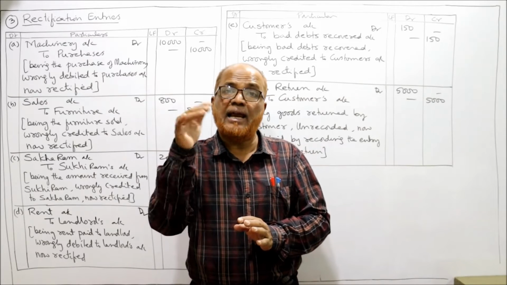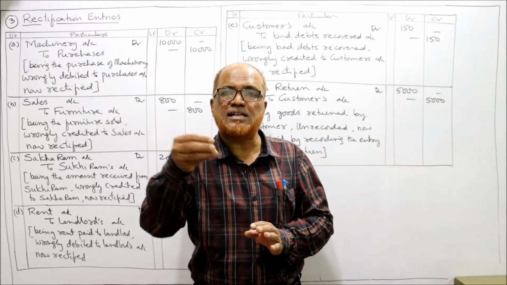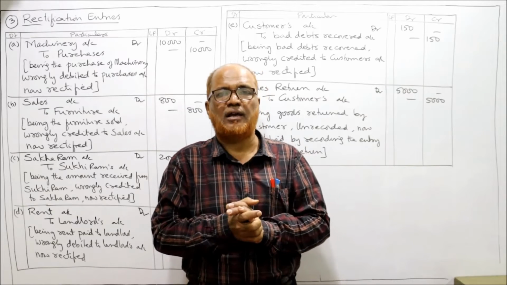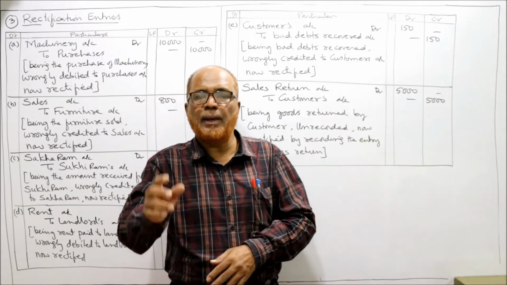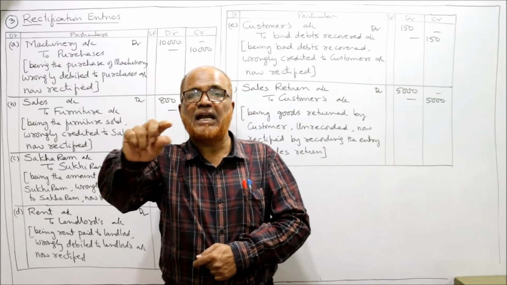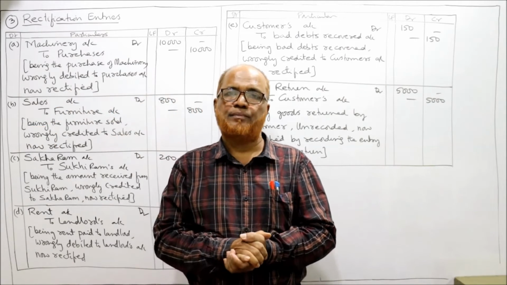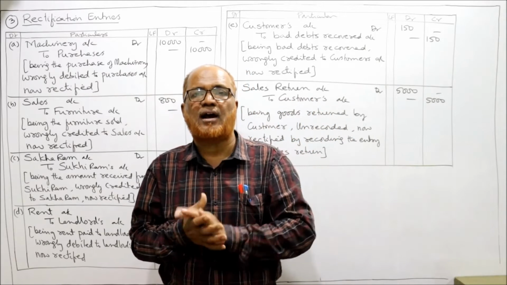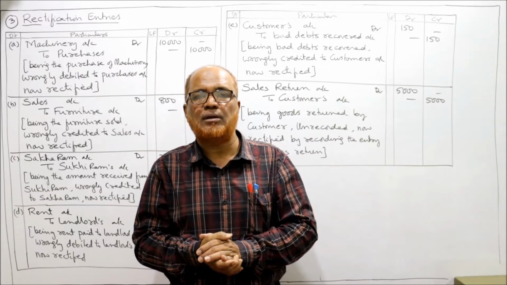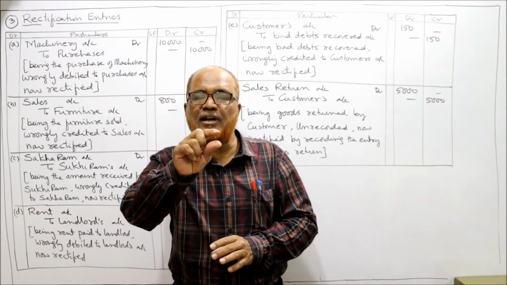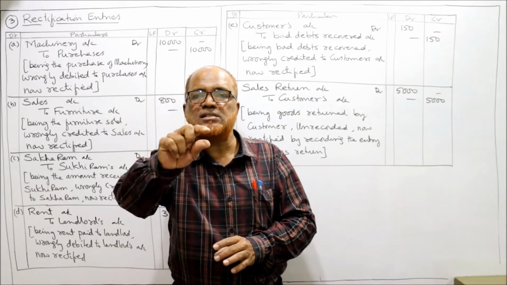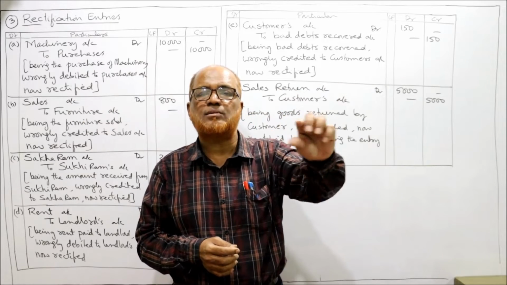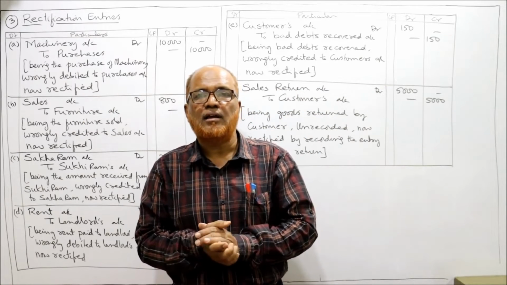Later on, Mr. X has repaid the amount, fortunately. So the correct entry will be cash account debit to bad debts recovered account. But the accountant has committed a mistake. Instead of crediting bad debts recovered account, he has credited the customer's account. He has written the entry cash account debit to customer. That is a wrong entry.